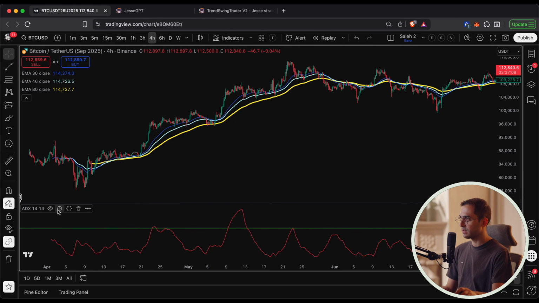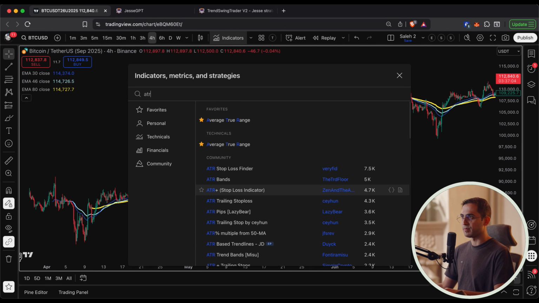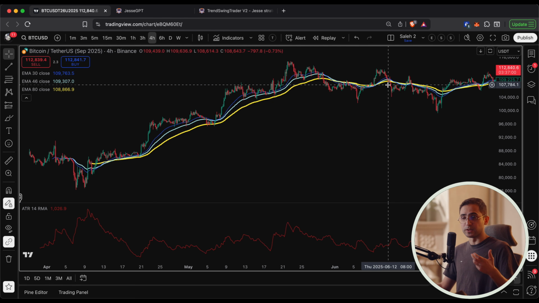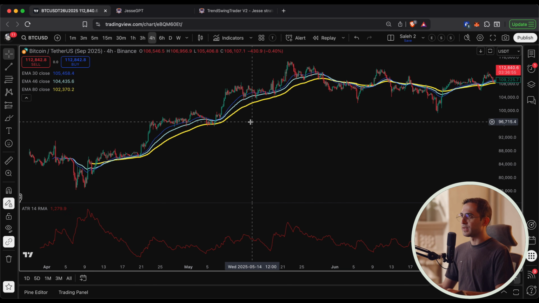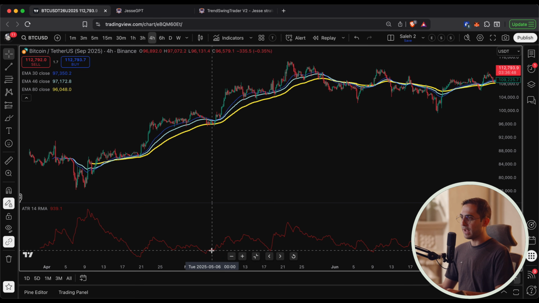So first, let's remove this. Now for that, I'm going to use the ATR indicator, which is one of my most favorites. So basically this will give us an average number of how much the price is changing on each candle. So for example, if we had opened the trade, let's say here or whatever, this value here, which is by the way an absolute value.